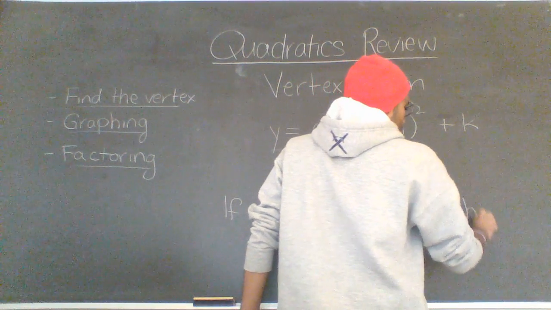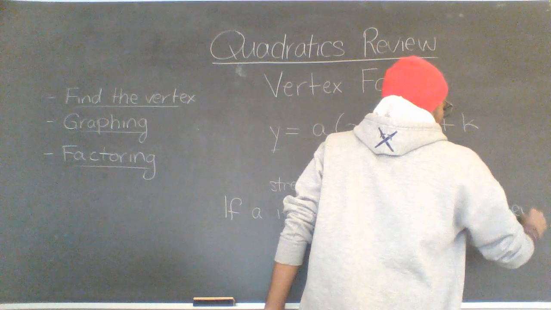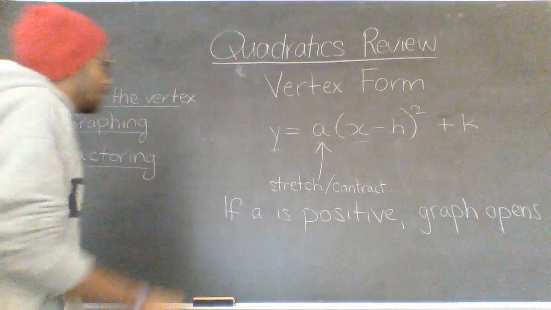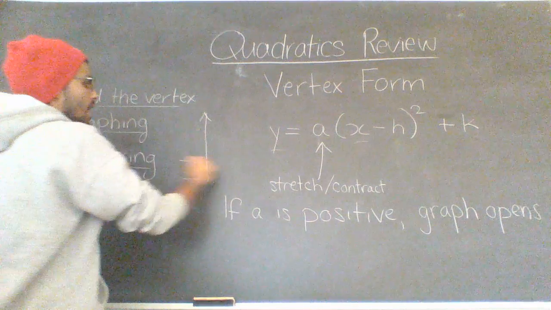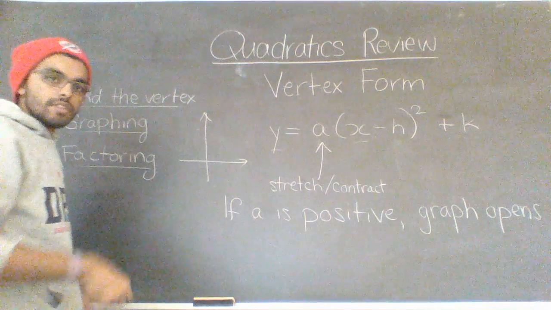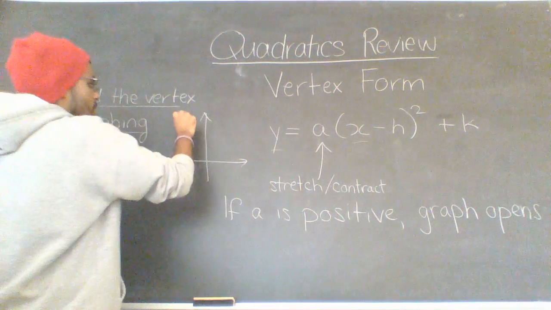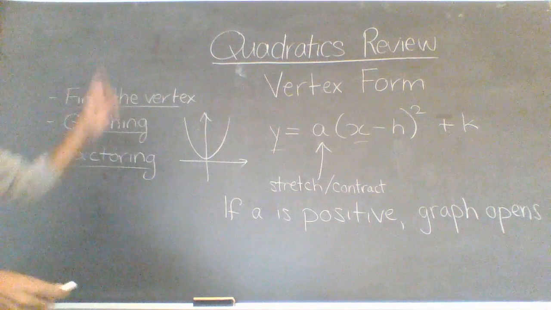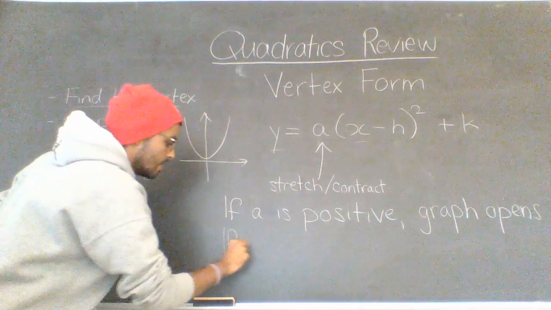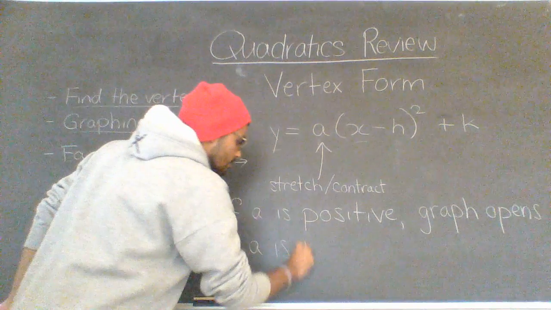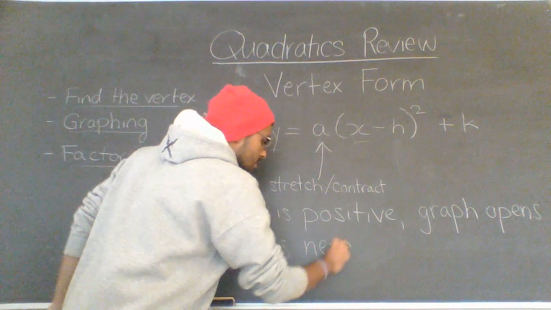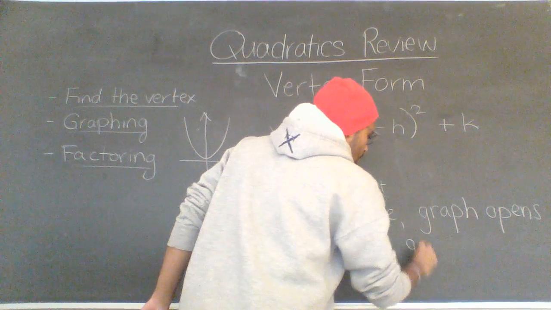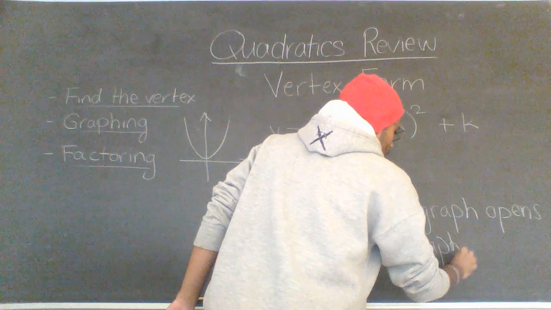Graph opens up. Okay, so by that, what I mean is if you've got your axes, then if your a value is something bigger than 0, if it's a positive number, then your graph will open in that direction. All right, and if a is negative, then your graph will open downwards.